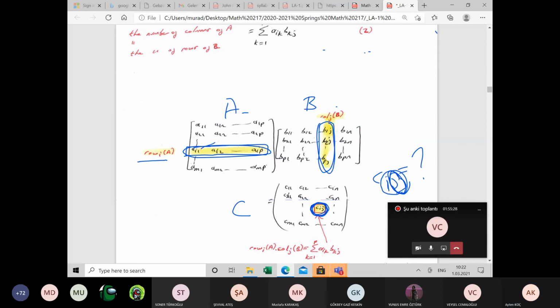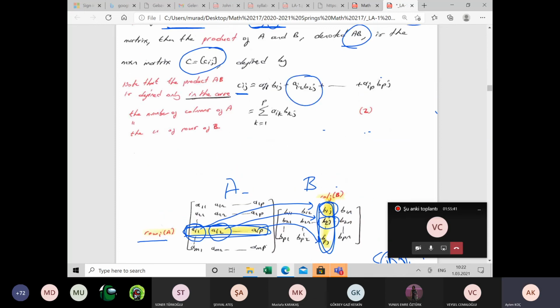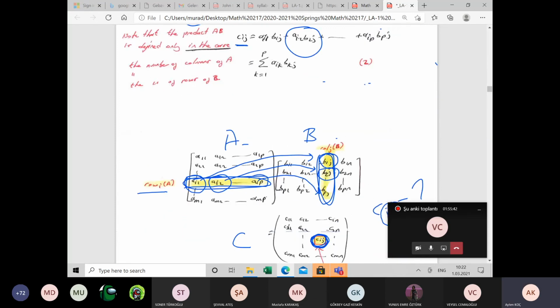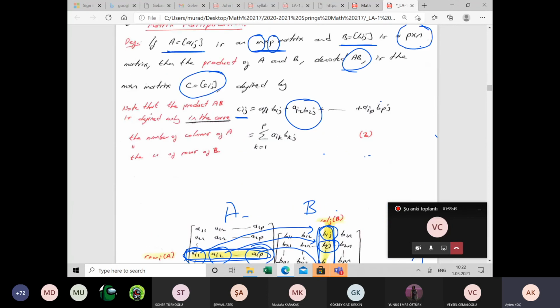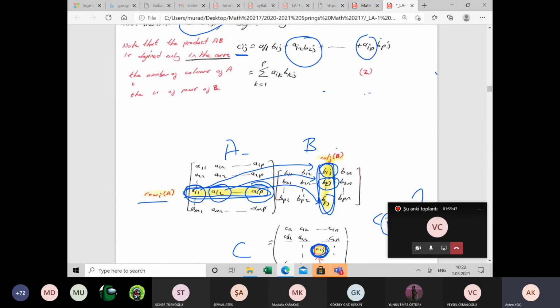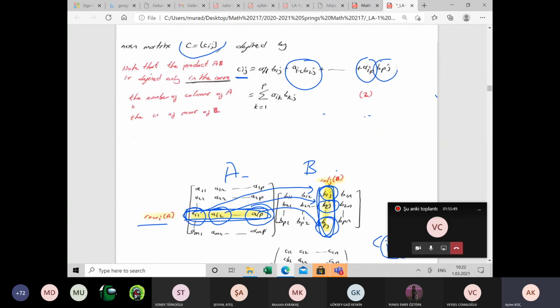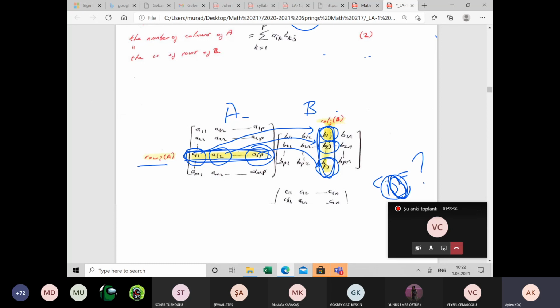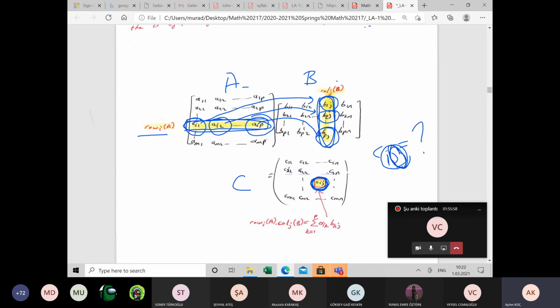Multiply the corresponding entries: A sub i1 times B1j, A sub i2 times B2j, and the last one, A sub ip times BPj. Then take the sum of these, and we obtain Cij.